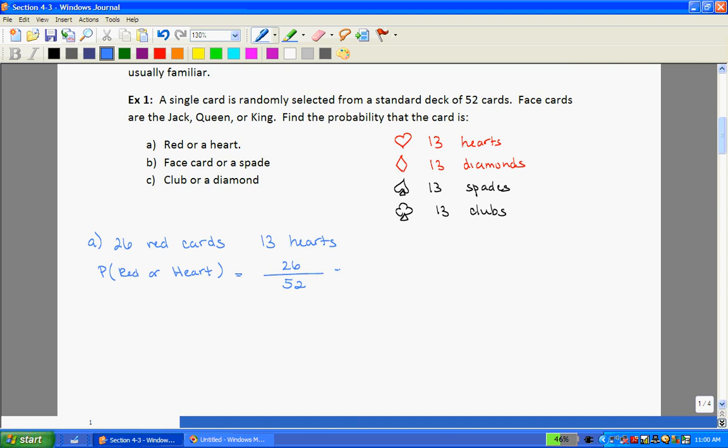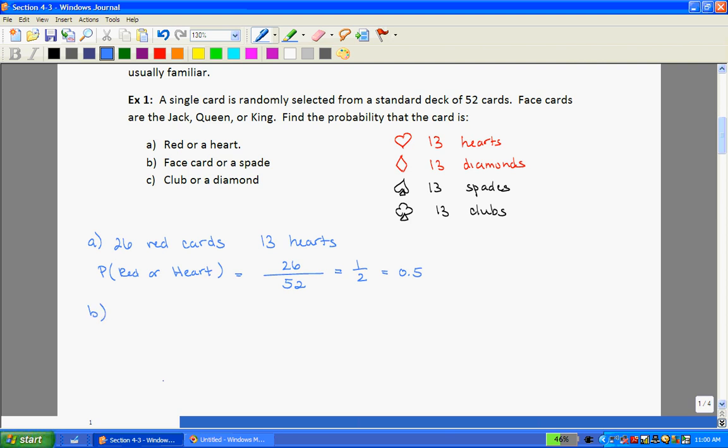And with your probabilities, you want to make sure to always reduce your fractions or take it down to a decimal. It depends on the direction, so make sure you pay attention to that. So the probability that the single card we pulled is red or a heart is 26 over 52, or 1/2.